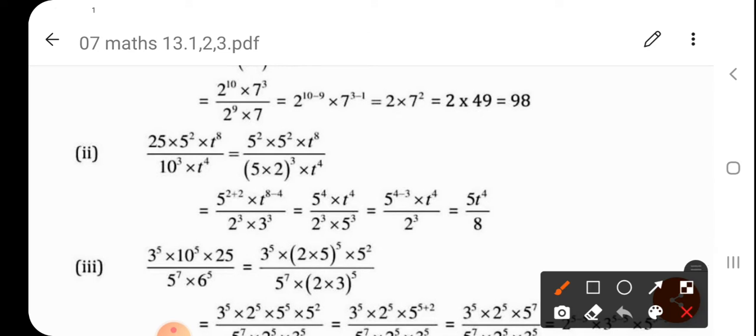Same thing you have to do with the second one. Sorry, first 25. It's 5 raised to 2. Then 5 raised to 2 as it is, t raised to 8 as it is. Then downside, 10, that you can write 5 into 2 all raised to 3, and t raised to 4 as it is. Then here add their powers. So 5 raised to 2 plus 2, and it will be 5 raised to 4. Then t raised to 8 and t raised to 4. Subtraction of power, here t raised to 8 minus 4.